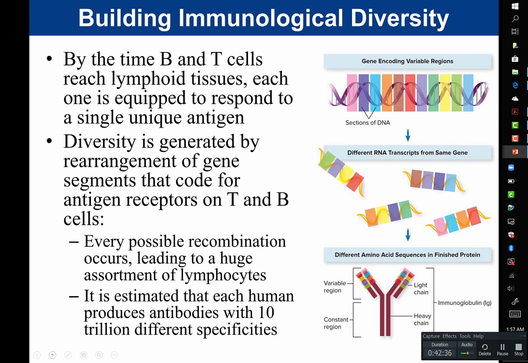By the time B and T cells reach lymphoid tissues, each one is equipped to respond to a single unique antigen. The diversity of these antibodies and these receptors is generated by the rearrangement of gene segments that code for antigen receptors on T cells and B cells.